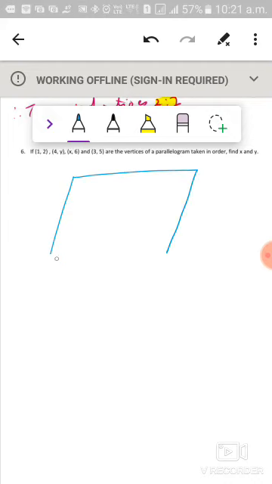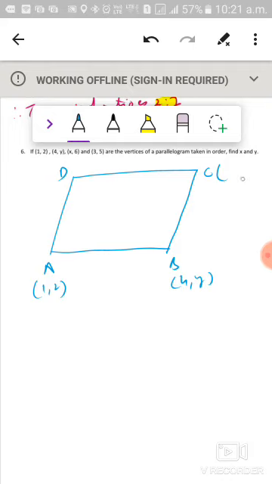So let us say this is our parallelogram A, B, C, D. Okay, so vertices taken in order are A is 1 comma 2, B is 4 comma y, C is x comma 6, and D is 3 comma 5. Okay, so we need to find the value of x and y. To do this, we'll join the diagonals of the parallelogram.